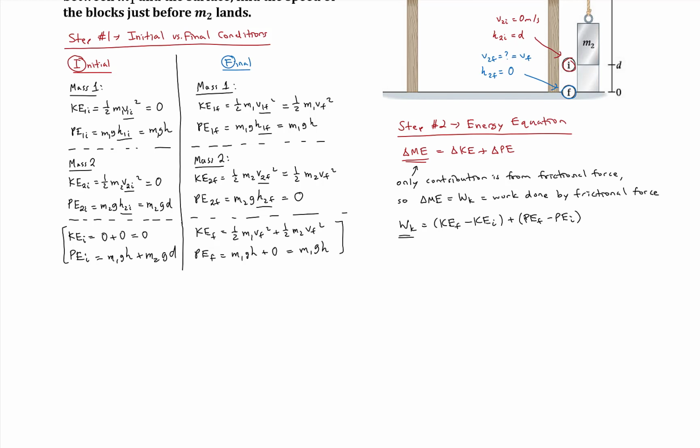The only thing is we're given the coefficient of kinetic friction, so we should probably figure out what this is so that we can find out what the speed of the blocks are, or else we'll be stuck in this question. So another way of representing the force of friction, or the work done by friction, is as follows. So work done by friction.